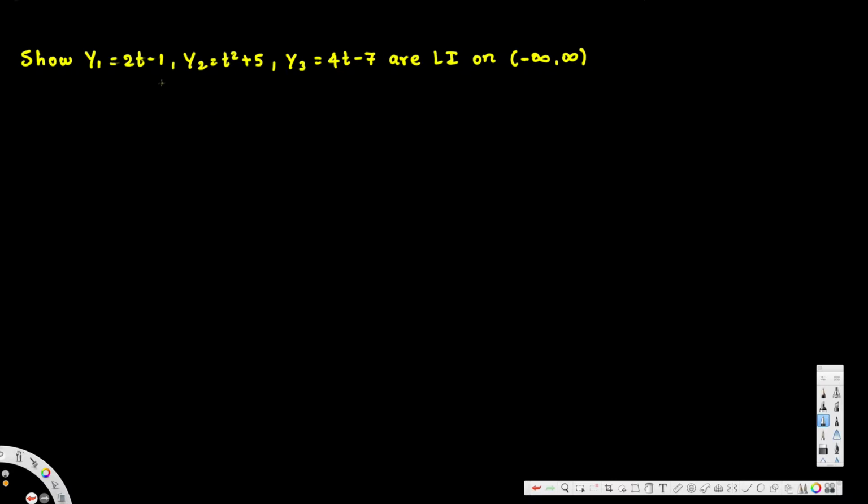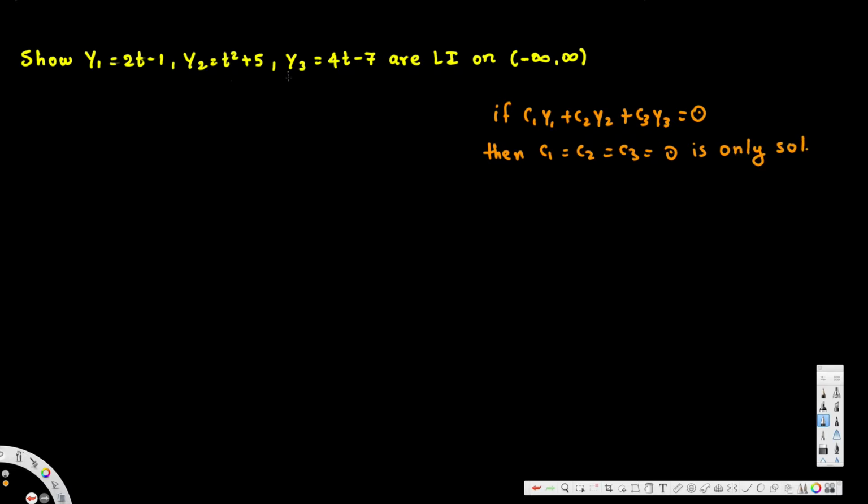Now to show this is linearly independent, we have to show something like this. We have to show if c1 y1 plus c2 y2 plus c3 y3 is equal to 0, then c1 is equal to c2 is equal to c3 is equal to 0 is the only solution. That's what we have to show. Okay, now let's see whether we can show this for this one.